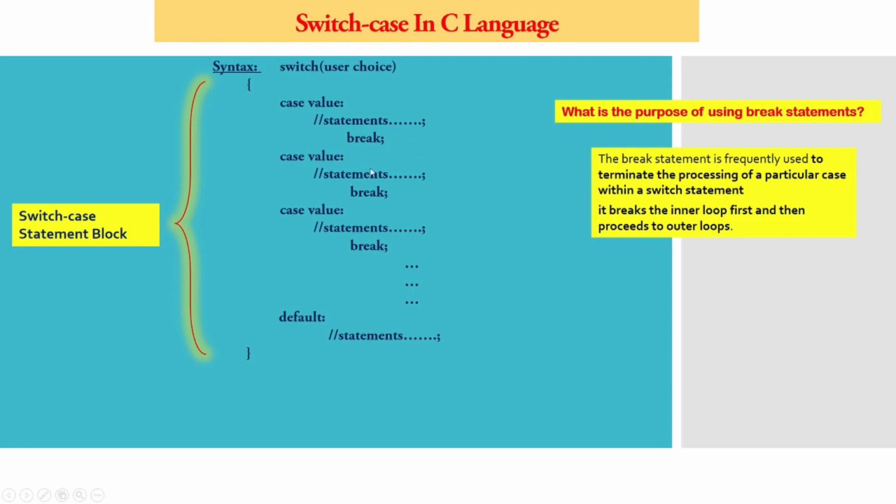And now we will see what is the purpose of using break statements. The break statement is frequently used to terminate the process of a particular case within a statement. It breaks the inner loop first and then proceeds to the outer loop. So what is the inner loop? The code that is written within the curly braces is called the loop. That is the switch case statement block. When program control encounters the break, it will get out of the loop or block and it will execute further instructions.